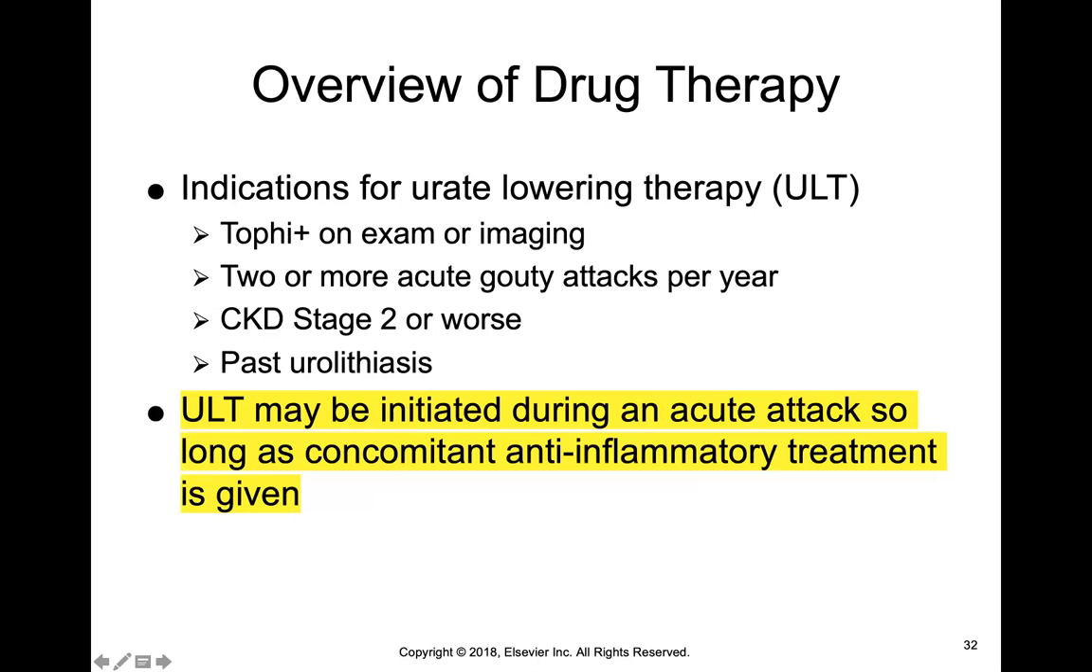So an indication for urate lowering therapy is if you have tophi positive on the exam, or if you've had 2 or more acute gouty attacks per year, if you have chronic kidney disease stage 2 or worse, or if you've had past kidney stones, then you would qualify to start urate lowering therapy. You can initiate urate lowering therapy during an acute attack, but you guys gotta remember that you want to give it concomitantly with some kind of anti-inflammatory, and again, those would be NSAIDs or steroids.